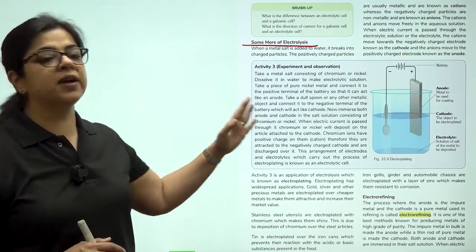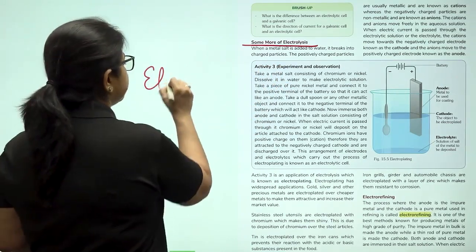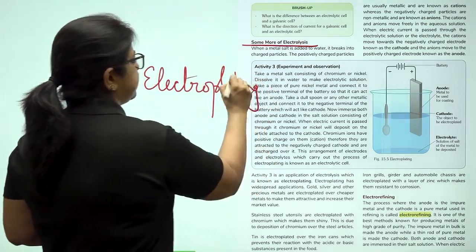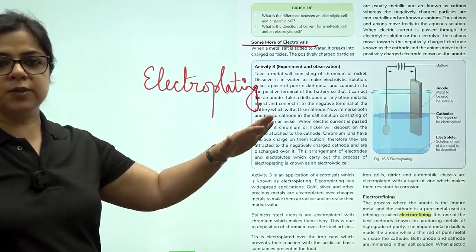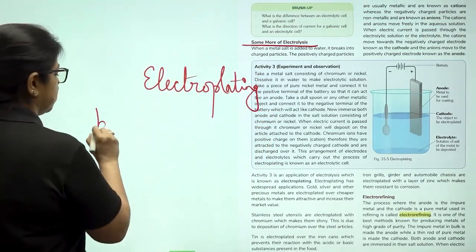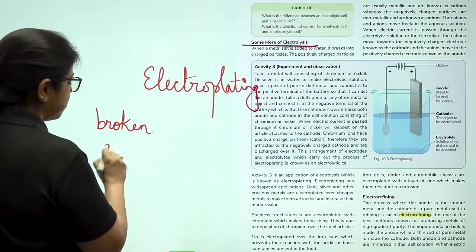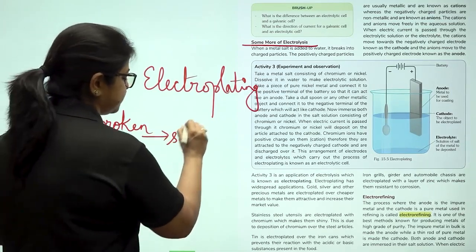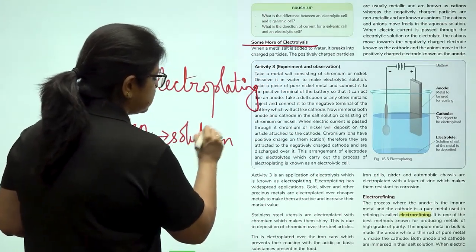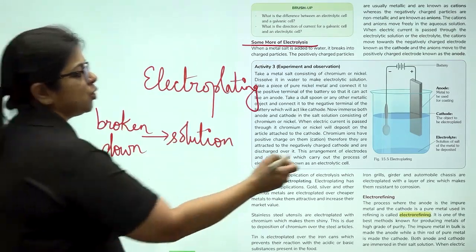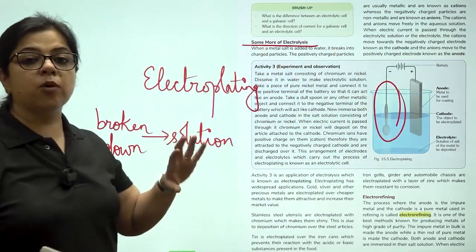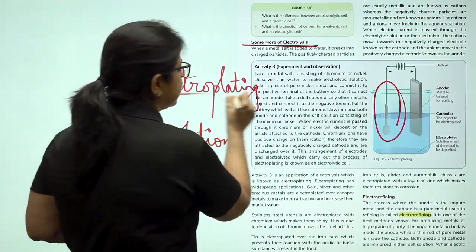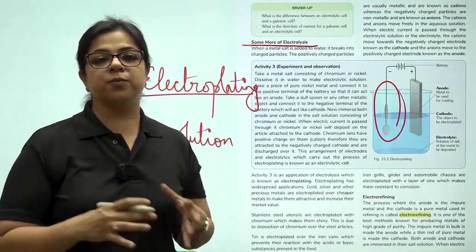Now children, here we are going to understand the concept of electroplating. So what is electroplating? We know that when current is passed through, something is being broken down. So whatever element is broken down, it comes into the solution. Now from this solution, we can coat another object with this broken down element. This process is known as electroplating. Let us understand electroplating in detail.